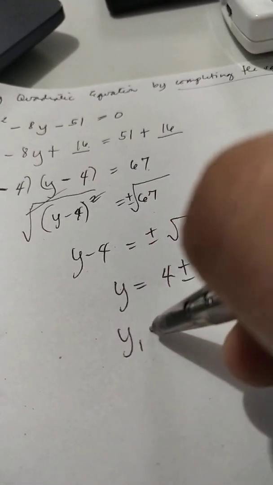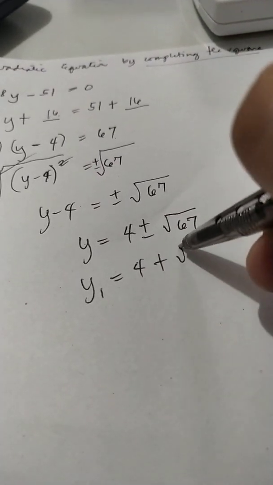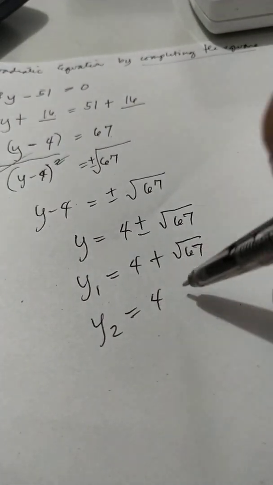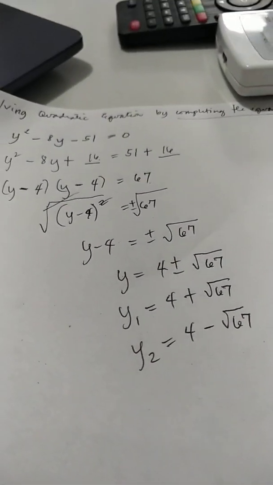Then we have the y sub 1, which is 4 plus square root of 67, or the y sub 2, we have 4 minus the square root of 67.